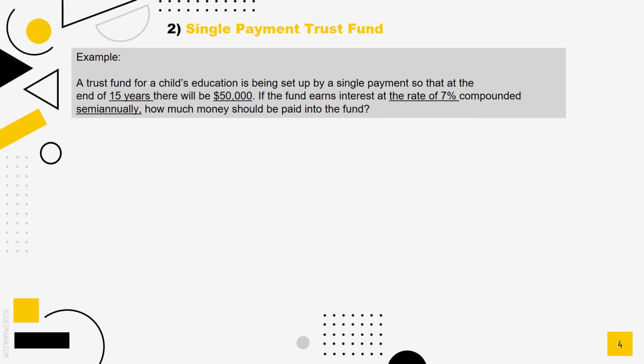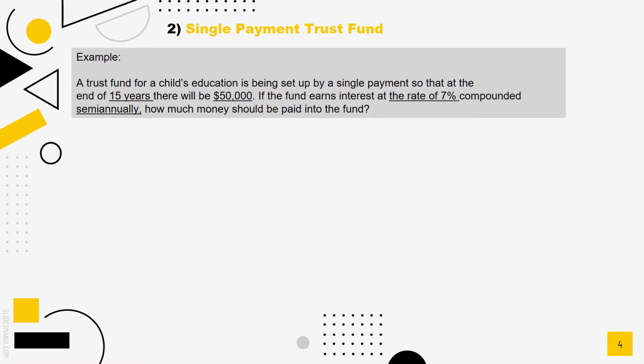A trust fund for a child's education is being set up by a single payment, so that at the end of 15 years there will be 50,000. If the fund earns interest at the rate of 7% compounded semiannually, how much money should be paid into the fund? So first, we must find the hints of the formula given: S, the negative power of n's, and rate.